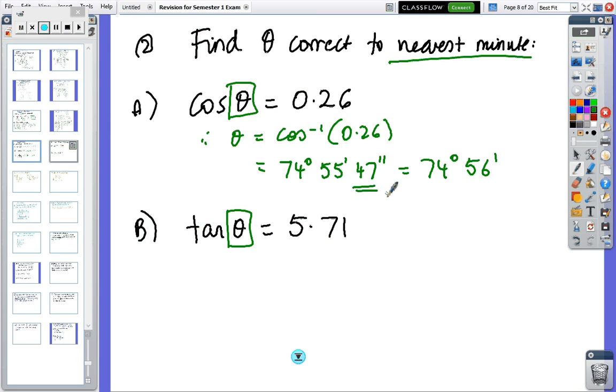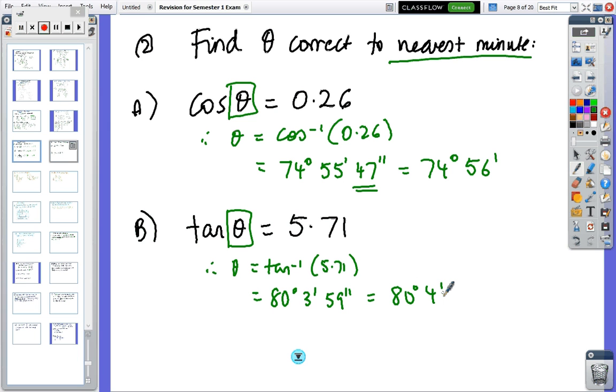Okay, so next one, theta equals tan minus 1, 5.71. Okay, shift tan 5.71. So we get 80 degrees, 3 minutes, 59 seconds. So that's 80 degrees and 4 minutes.